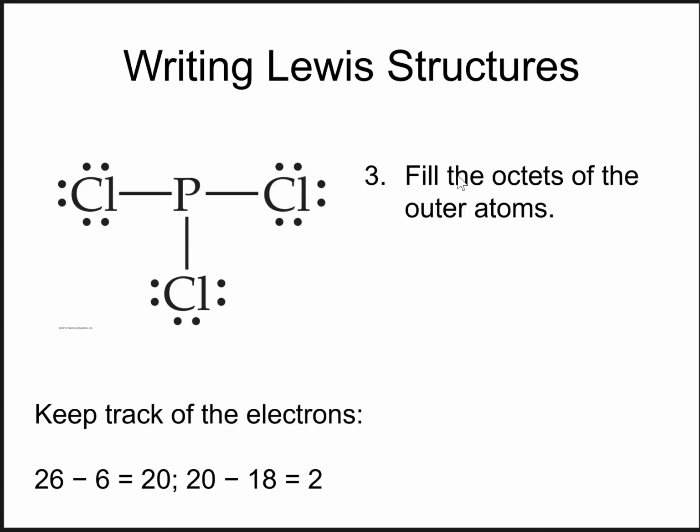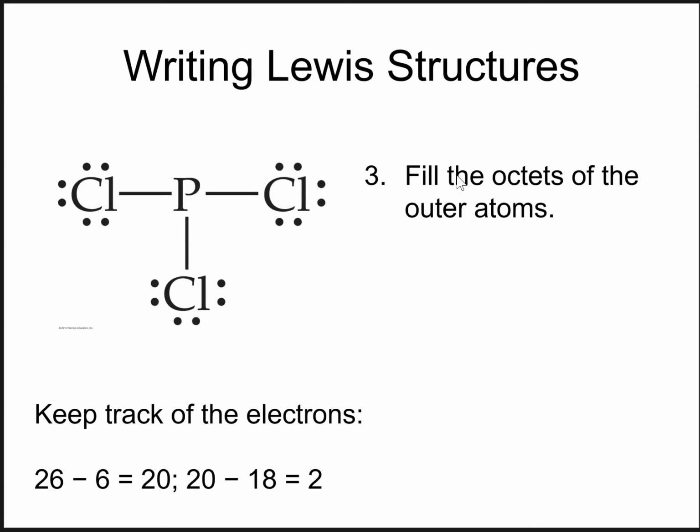And then what we do is we put the remaining electrons in. Out of our 26, we've used 6 as bonds. The other 20 we're going to assign to the chlorines, making sure that each chlorine atom has 8 electrons around it.